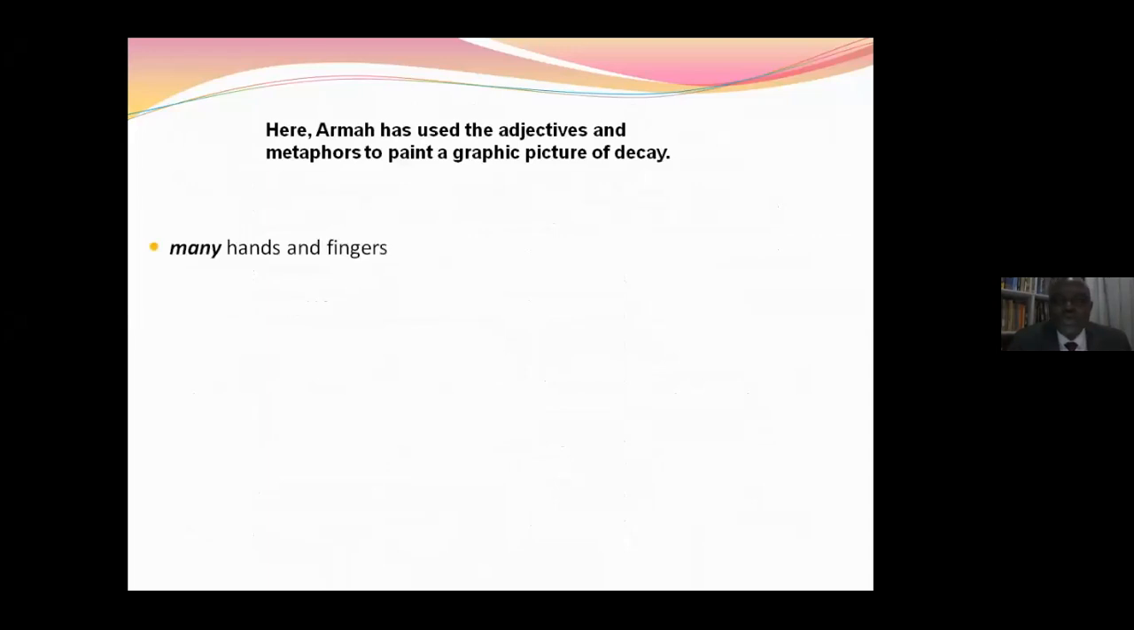Let's look at the way Armah has used the adjectives in order to paint a graphic picture of the decay caused by us human beings when we are using those staircases. Many hands, left hand fingers, careless journey, and so on.